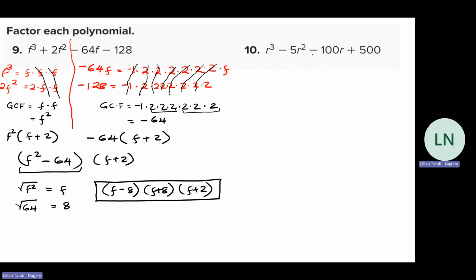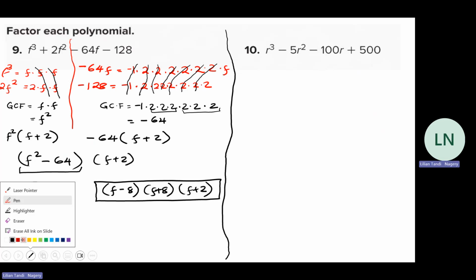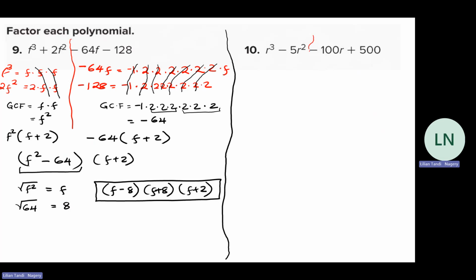All right, let's do this one. Choose a different color and put a bridge here. Okay, so we will do r cubed with negative 5r squared. R times r times r. Negative 1 times 5 times r times r. This one becomes negative 100r, and this one 500.